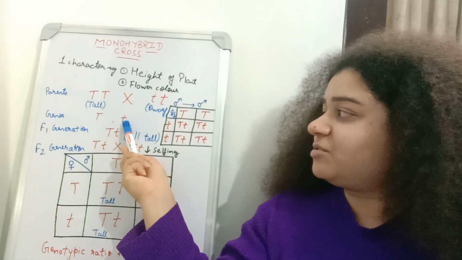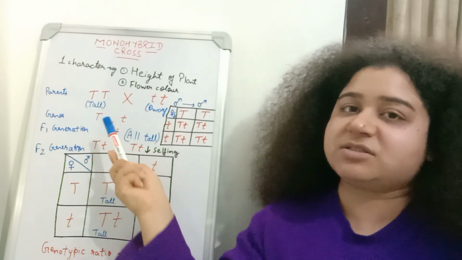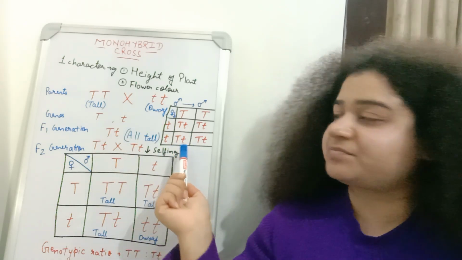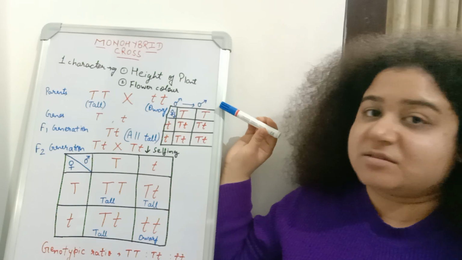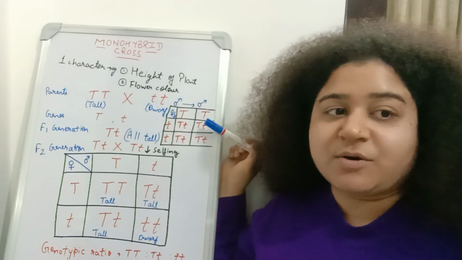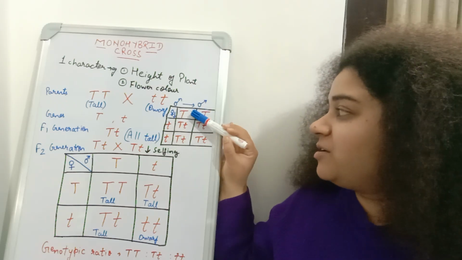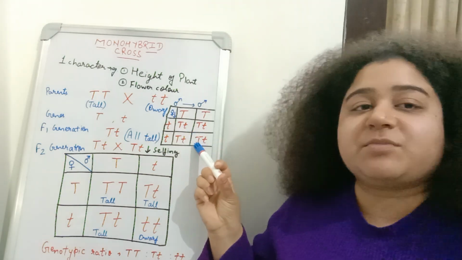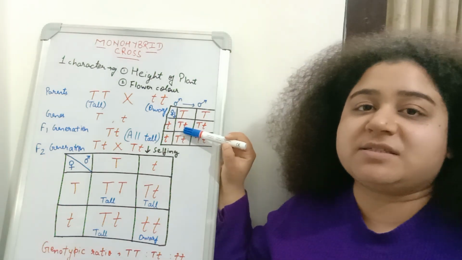So these are alleles or genes. By using these alleles, we will create a Punnett square. In the Punnett square, on this side you can take the male alleles, and on this side you can take the female alleles. By cross multiplying, you can do this type of cross. Capital T into small t will make capital T and small t.